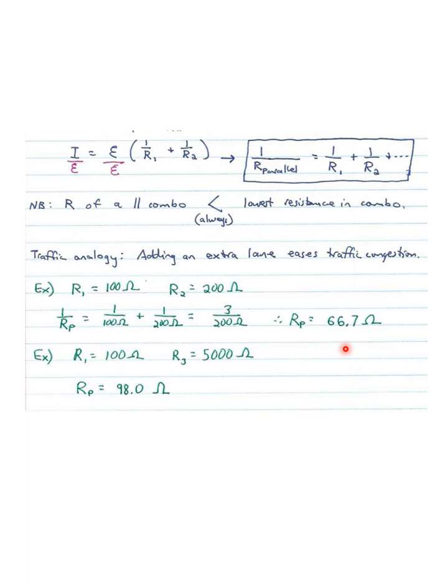Do this one by yourself. This next one, see that you got the answer that I get. You take 100 ohms and 5,000 ohms, put them in parallel with each other, and you should get 98 ohms. Again, take a minute to do that by yourself. Make sure you get the answer that I got.